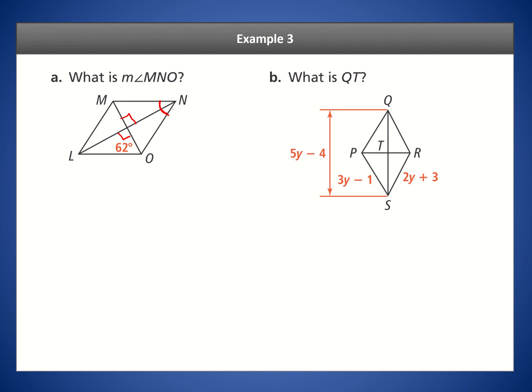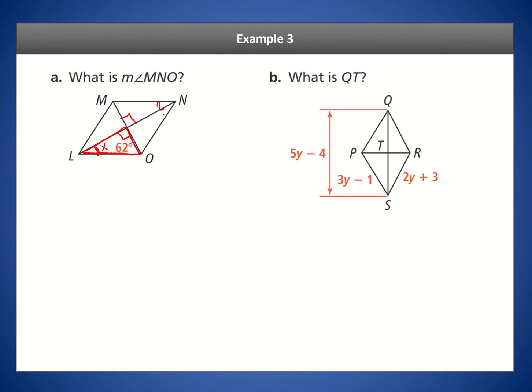But we can find this angle if we know this angle. Okay, so first off, since we're trying to look for this angle, we can find this angle because we've got a right triangle here. So let's go ahead and use that right triangle to our advantage.